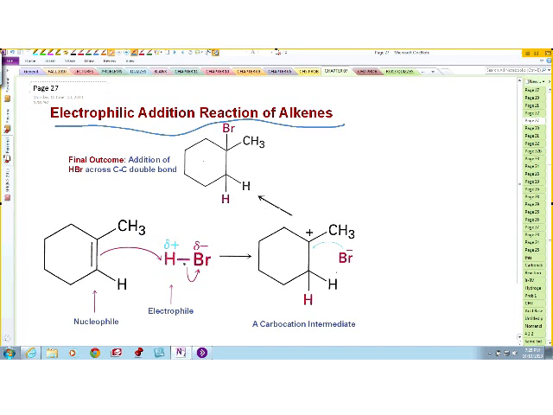The first step, the nucleophile attacks the electrophile. We form a carbocation intermediate. And then what happens to the carbocation intermediate? The bromide that you release now acts as a nucleophile to attack the electrophilic carbon, which we call a carbocation, and then you form this final product. So the net outcome of this reaction is the addition of hydrogen and bromine across the carbon-carbon double bond.